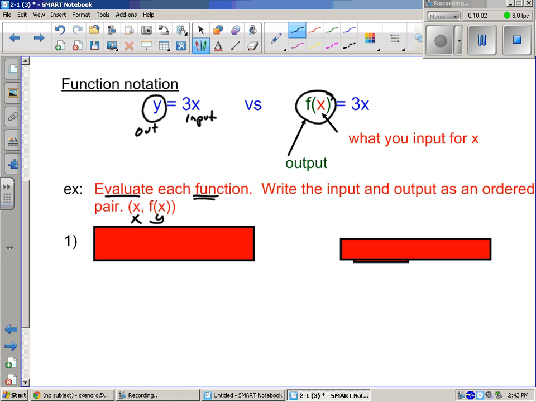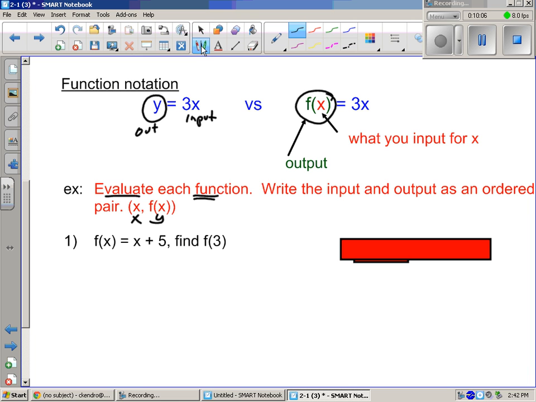And we're going to have fun doing it. Don't forget that. And so now look at this problem. It says f of x is x plus 5, and they want you to find f of 3. See how that 3 sits in the same spot as the x? That means the 3 is your input.